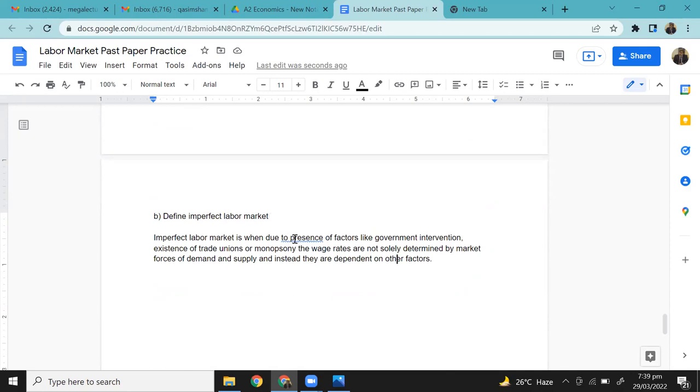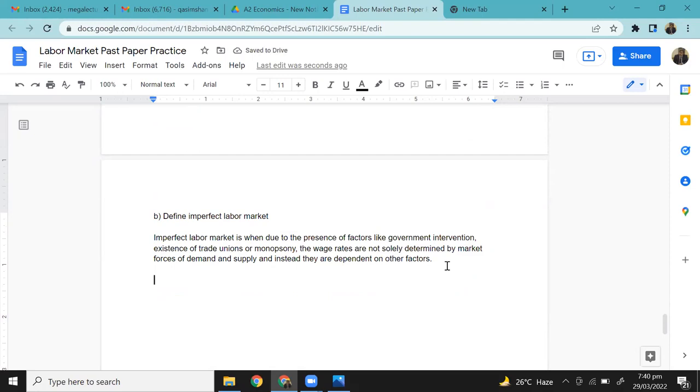That an imperfect labor market is, first of all, you need to define, when due to presence of factors like government intervention, existence of trade unions, or monopsony, the wage rates are not solely determined by market forces of demand and supply, and instead they are dependent on other factors, right? Okay, now let's discuss each one of these one by one, that what happens when each of these factors exist.